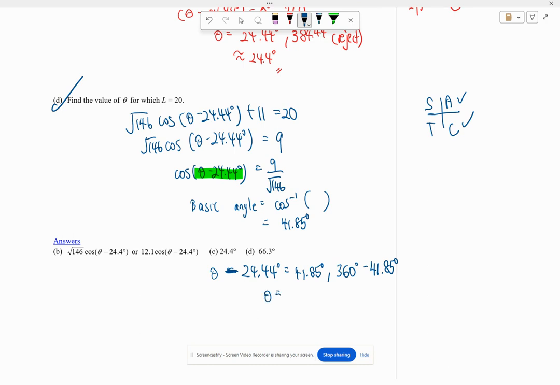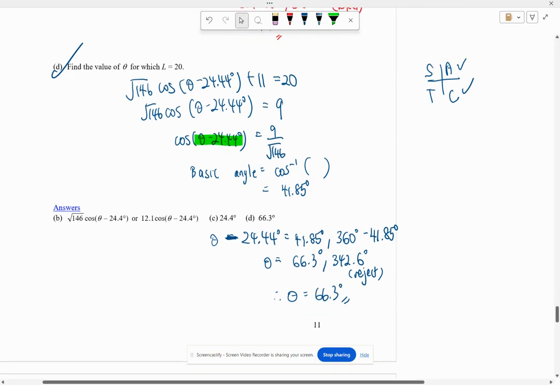Don't forget you are tested on the whole of this chapter. Okay? And then I'll reject this one. That means therefore theta equals to 66.3 degree. So why reject the other one? Because it's too big. The diagram again, acute angle, just now I said for the previous question. Okay, all good.